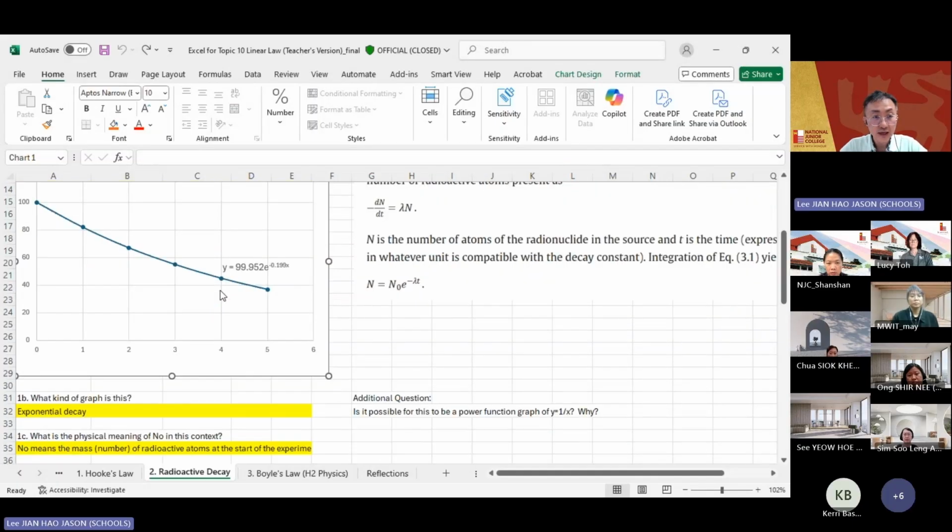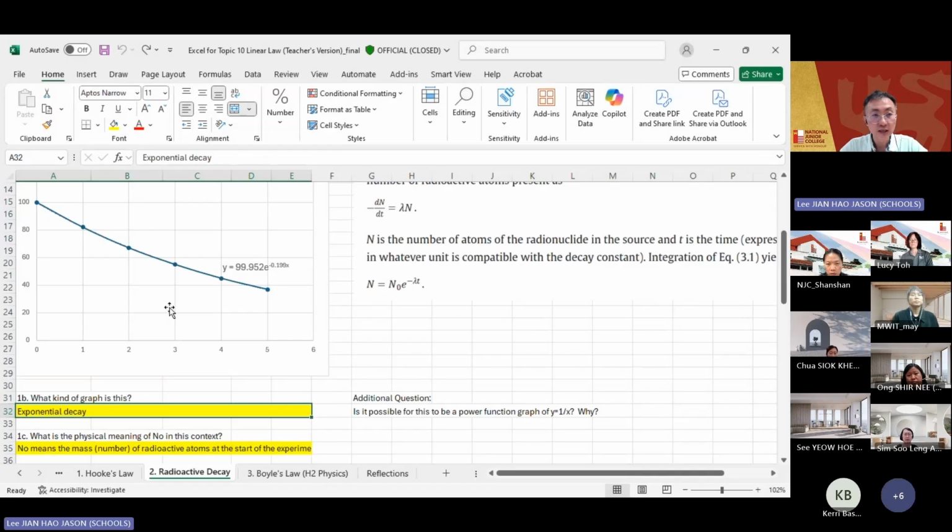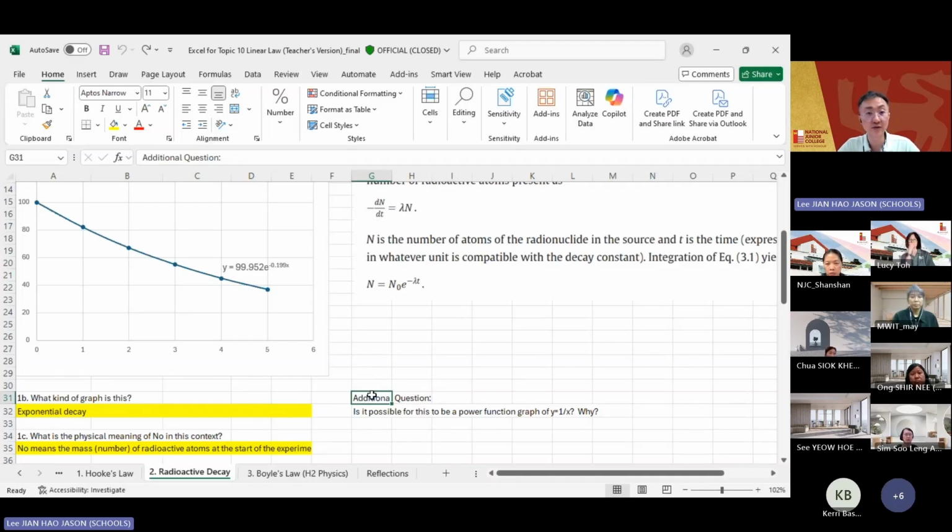Now, they will be asked what kind of graph this is. Students would be able to tell us, and they'll probably guess that it's an exponential decay graph. And we may ask them an additional question. Is it possible for this graph not to be an exponential decay graph, but to be a power function graph, for example? And we would want them to think through it, because a power function graph looks similar to an exponential decay graph with some differences. Okay, and we hope that they will be able to verbalize them, and we'll explain to them why this graph cannot be a power function graph.